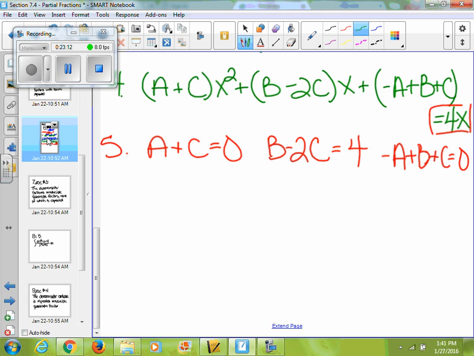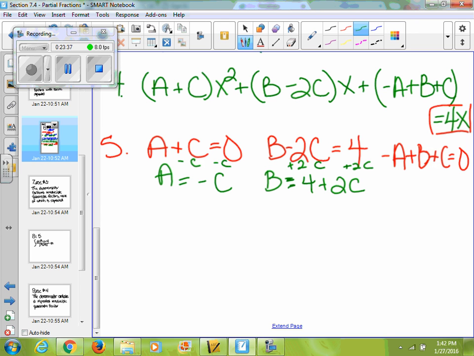Okay, so I'm going to try to get everything in terms of c so I can solve my last equation. If I solve a in terms of c, if I subtract c from both sides, I get a equals negative c. If I solve b for c by adding 2c to both sides, I get 4 plus 2c.